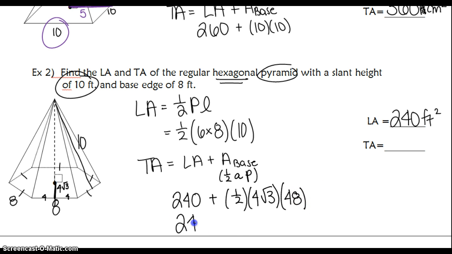When we multiply this together, we still have that 240 from the lateral area, and now we have to add it to 96 root 3. In order to give me one full answer, you do have to plug it all in your calculator, and you get about 406.28 square feet.